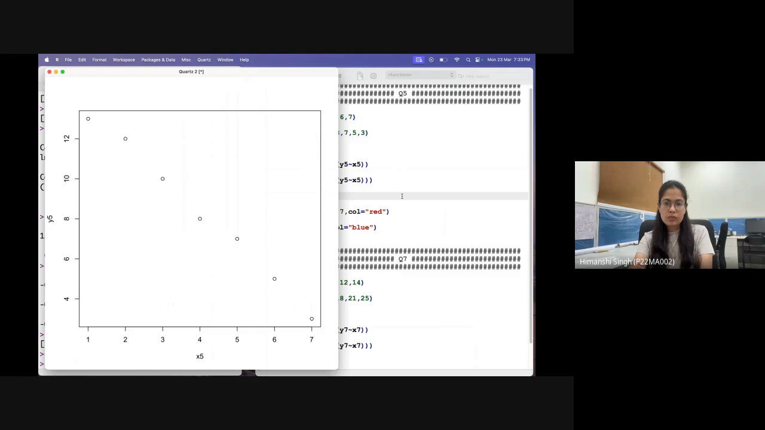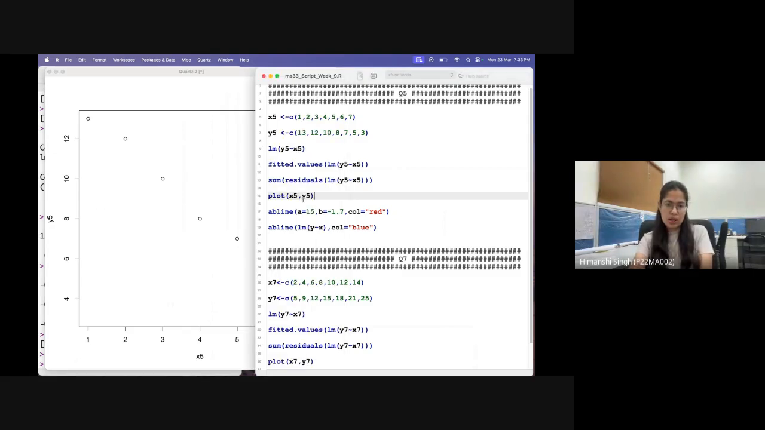Here, if I want to plot a line by some random method, by the hit and trial method, I have used the command abline with a equals 15 and b equals minus 1.7. Here a equals 15 is the intercept term, and b equals minus 1.7 is the slope term. I'm just doing it manually, by hit and trial, looking at this data to see which slope and which intercept will fit it.